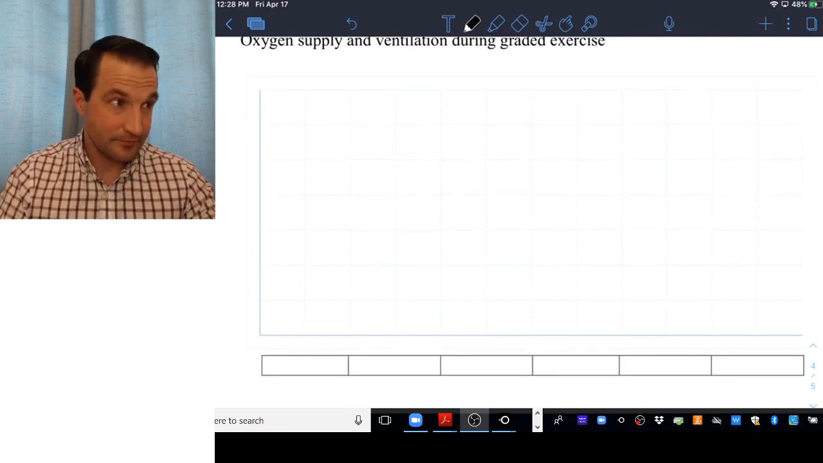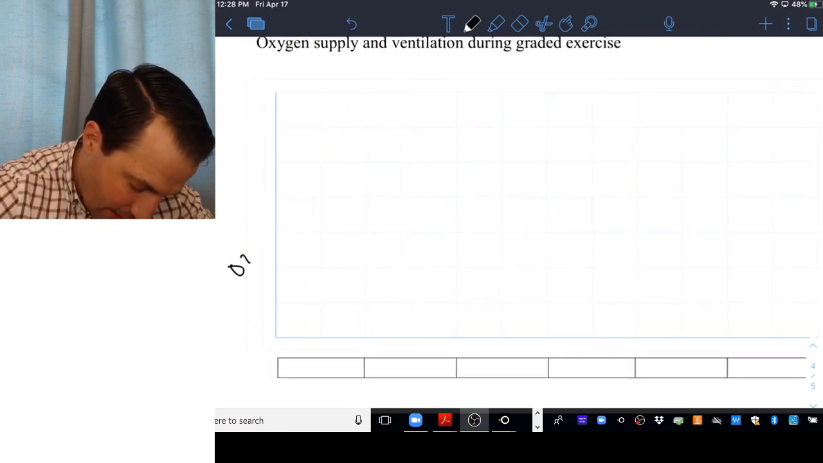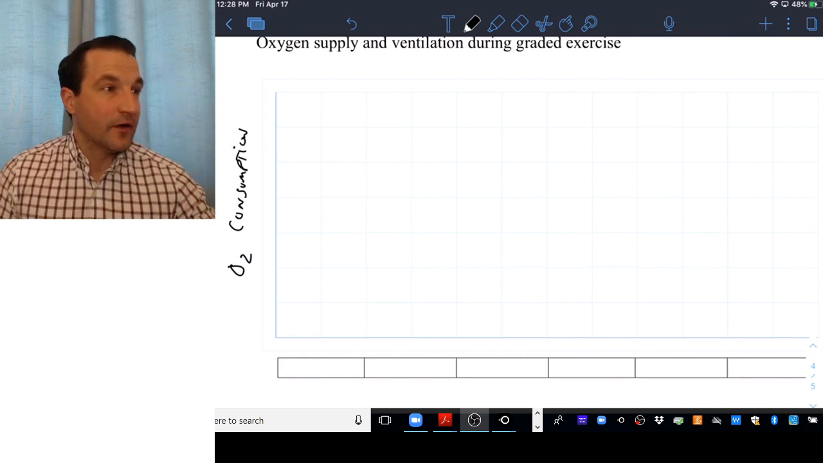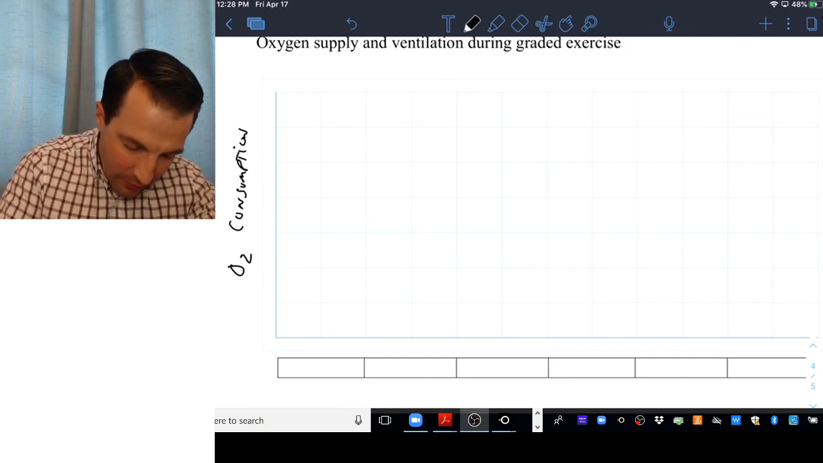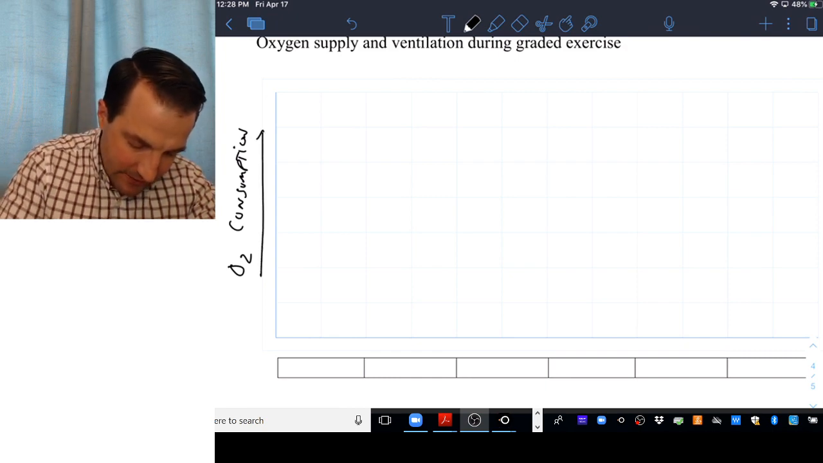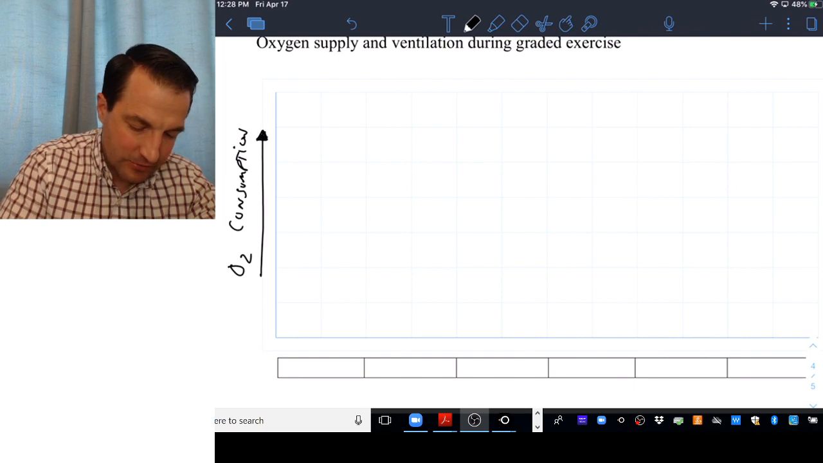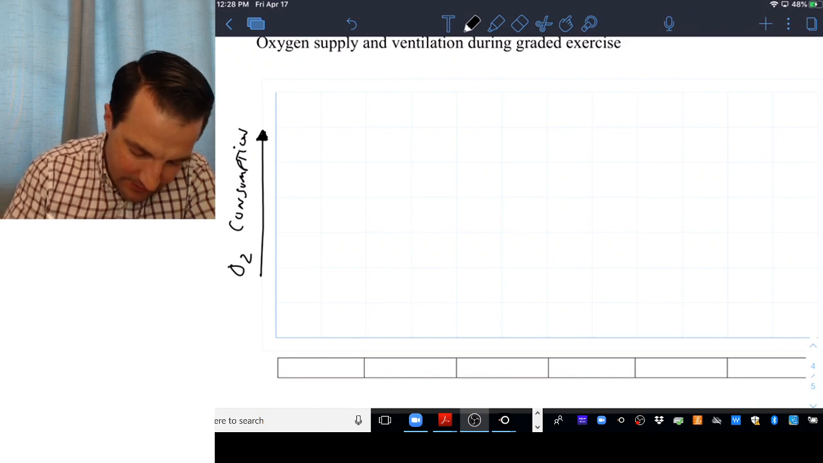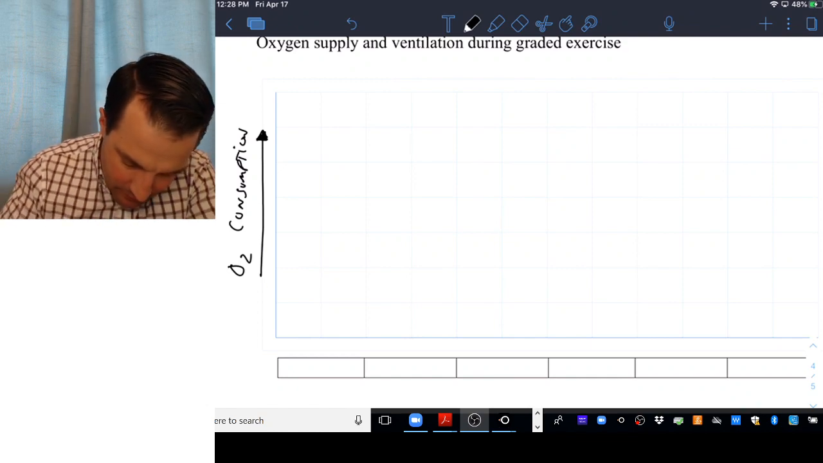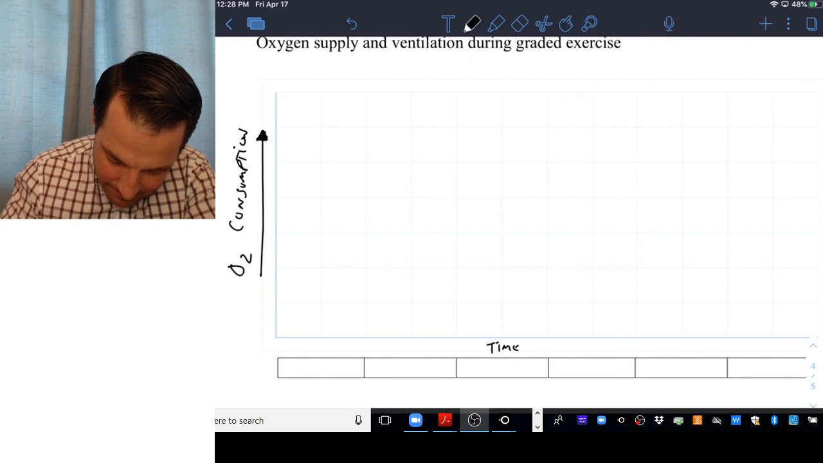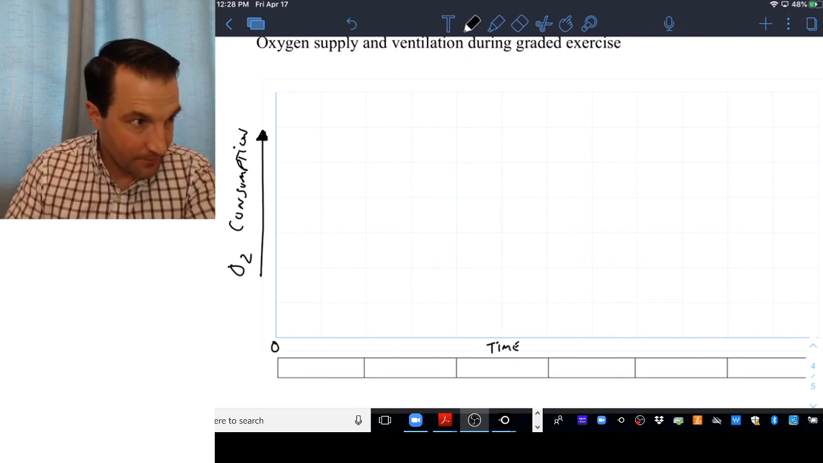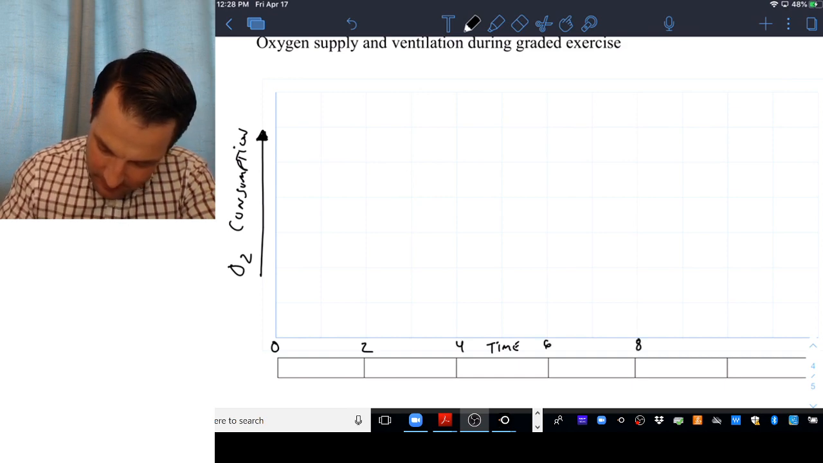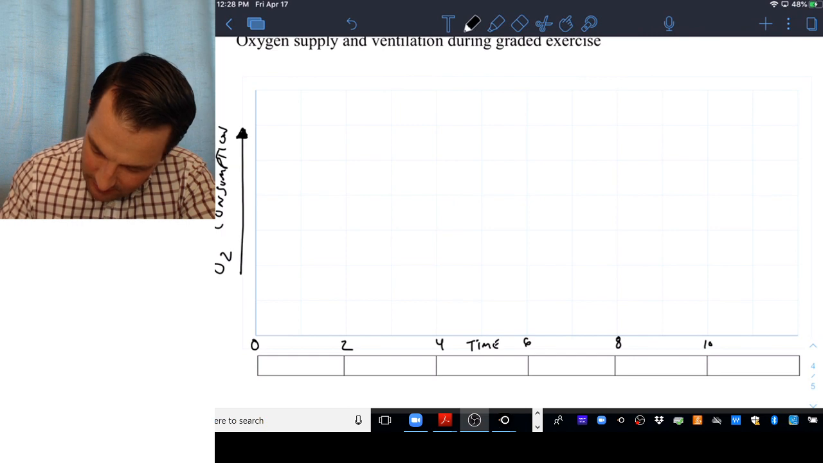That's pretty good. Once again, we're going to have oxygen consumption over here on our y-axis, and we don't need any real units here. We're just going to say this is increasing as we go up. Then we're going to have kind of almost 2 x-axes. The main x-axis is just time. All right, so this is time 0. This is time 2 minutes, 4 minutes, 6 minutes, 8 minutes, 10 minutes, and at the end we got 12.